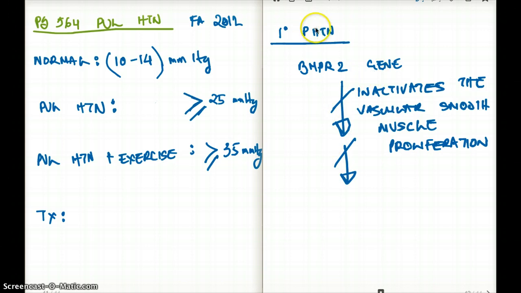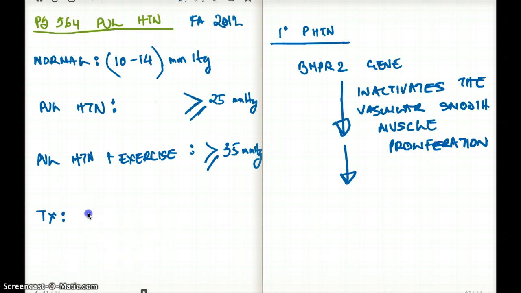But in the absence of BMPR2, there is unnecessary vascular smooth muscle proliferation, and we end up having an abnormally thick pulmonary artery causing pulmonary hypertension.